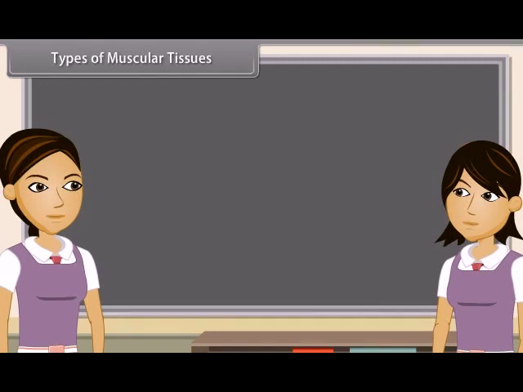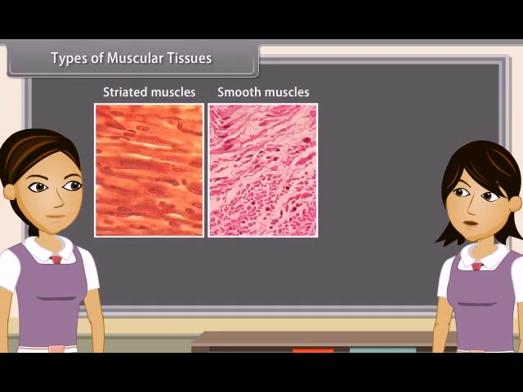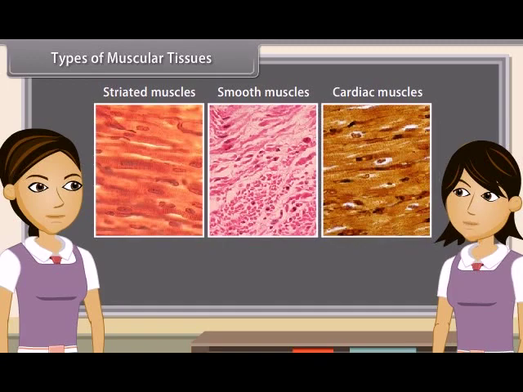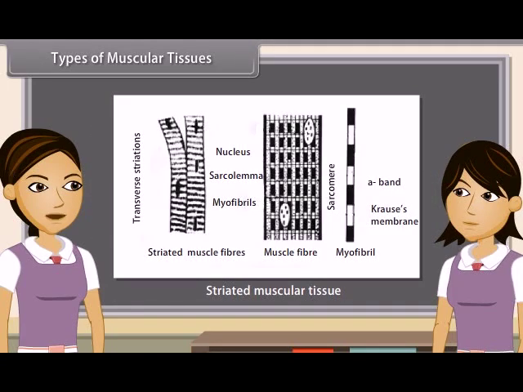Types of muscular tissues. Ankita, on the basis of location, structure and function, muscle fibers are of three types: striated muscles, smooth muscles, and cardiac muscles. Striated muscles are found in limbs, tongue, abdominal wall, pharynx, and esophagus.